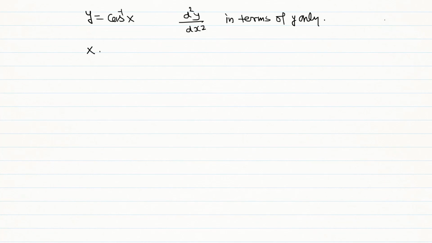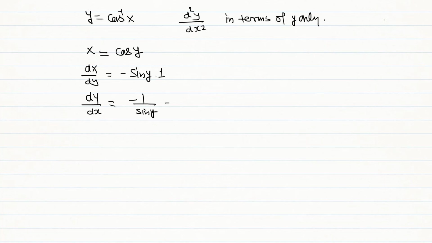So in this case, let's start with y equal to cos inverse x. Obviously it can be written as x is equal to cos y. I can differentiate both the sides. So it will be dx/dy is equal to the derivative of cos y, which is minus sin y. And since I am differentiating with respect to y, the derivative of y will be 1. So from here, we are getting dy/dx is equal to minus 1 upon sin y, which can also be written as minus cosec y.